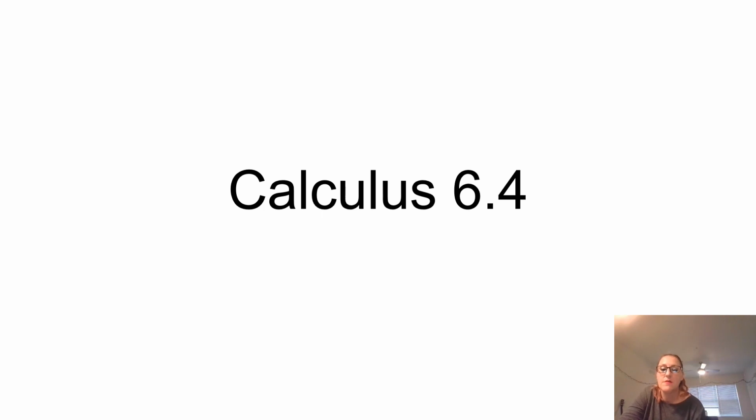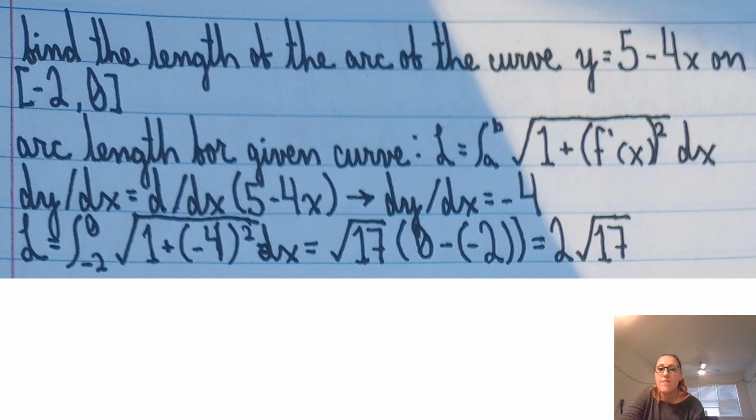Calculus 6.4. Find the length of the arc of the curve y equals 5 minus 4x on the coordinates -2 to 0. Arc length for a given curve, L equals the integral a to b of the square root of 1 plus f prime x squared dx. dy/dx equals d/dx of 5 minus 4x, so dy/dx equals -4. L equals the integral from -2 to 0 of the square root of 1 plus (-4) squared dx, which equals the square root of 17 times (0 minus -2), which equals 2 square root 17.